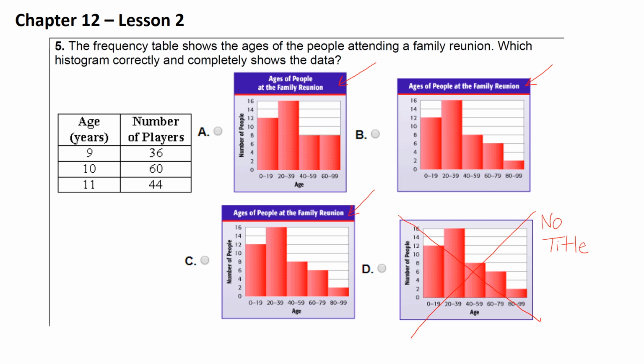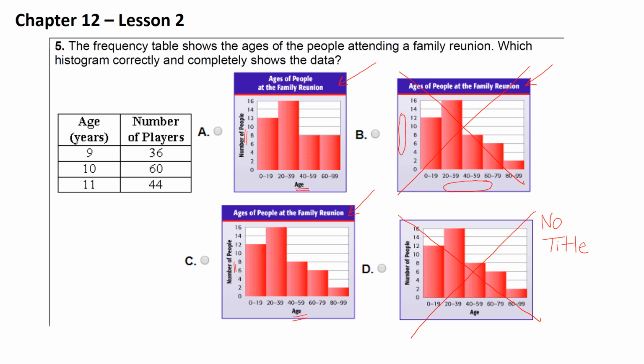I notice that A and C have the x-axis labeled and the y-axis labeled, but graph B does not have labels for the axes, so that eliminates B. Now, instead of focusing on 4 choices, I can just focus on 2. The titles are both ages of people at the family reunion, so they match.